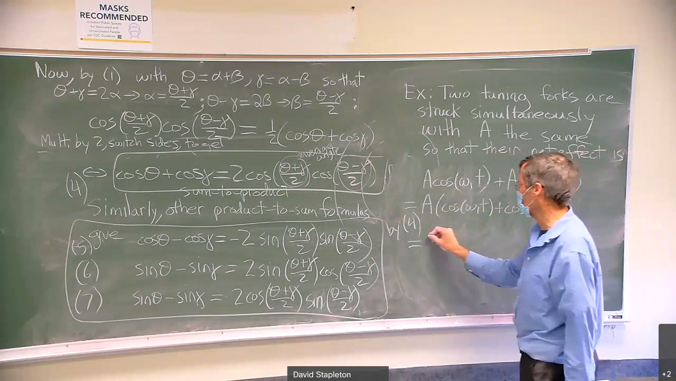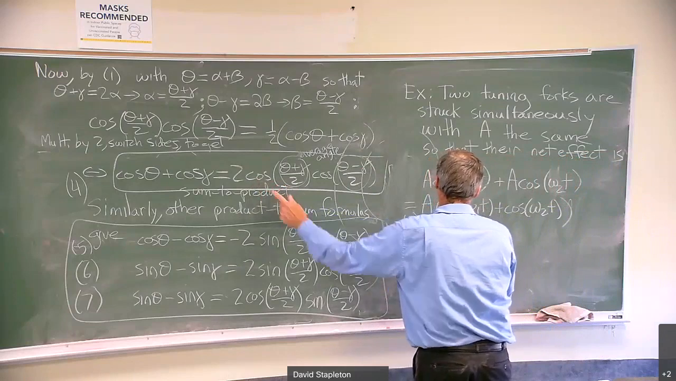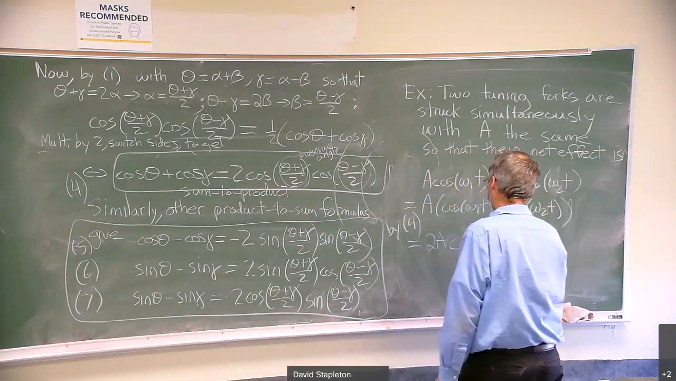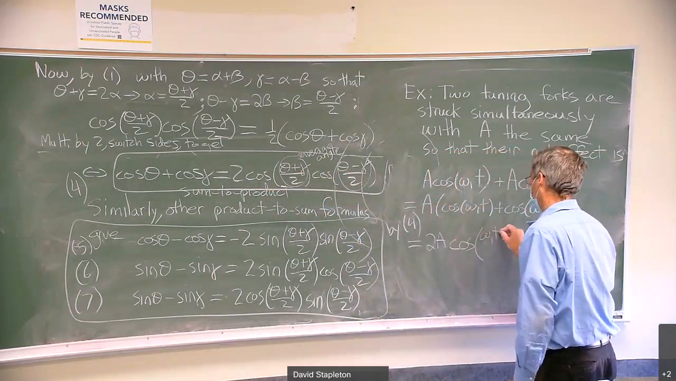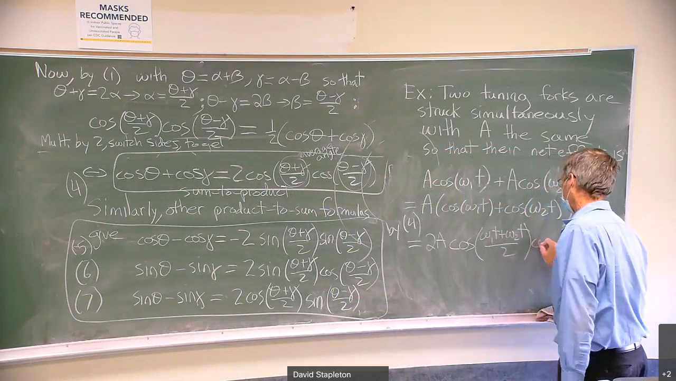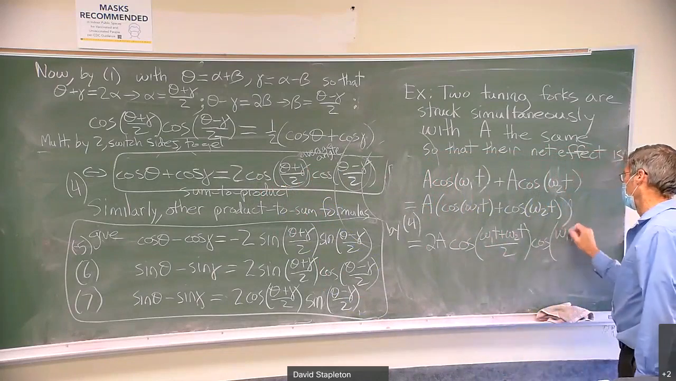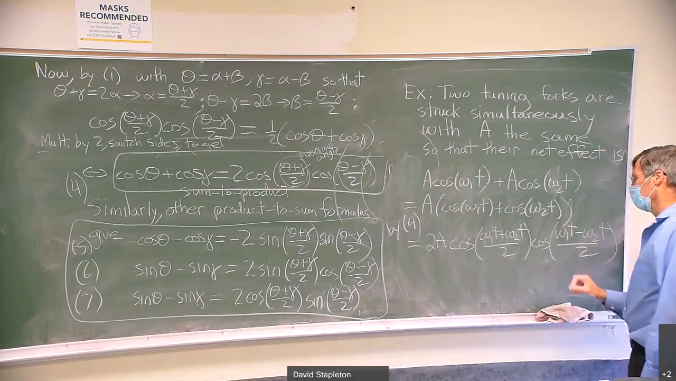So what we'll get here is now 2 times cosine, and the A is still here. So it's 2A cosine, the sum of these two angles, omega 1t plus omega 2t over 2, times the cosine of their difference over 2, omega 1t minus omega 2t over 2. There it is.